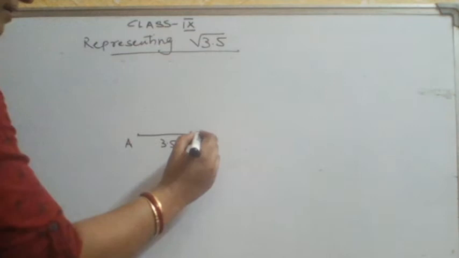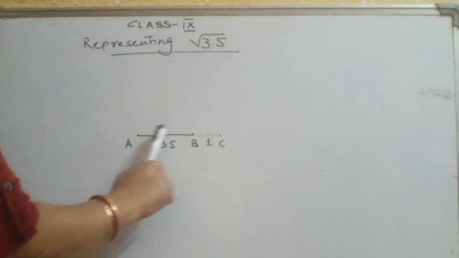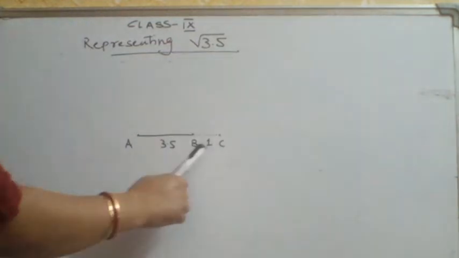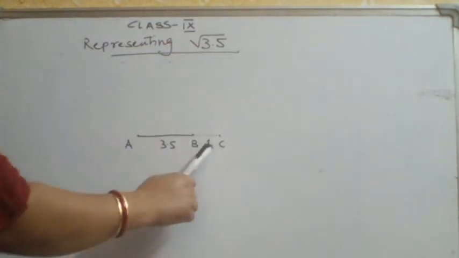This point is your C. BC is equal to 1 centimeter. This is 3.5 with the help of your ruler, and this is 1. So your final line segment is AC. Okay, this is 3.5 and this one is 1. So this is 4.5. Now we are going to find the perpendicular bisector of AC.